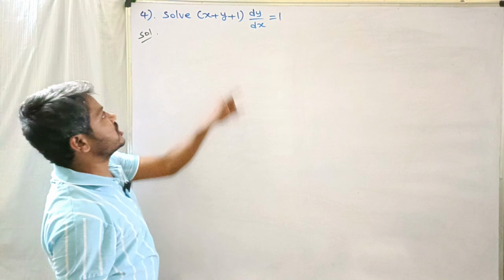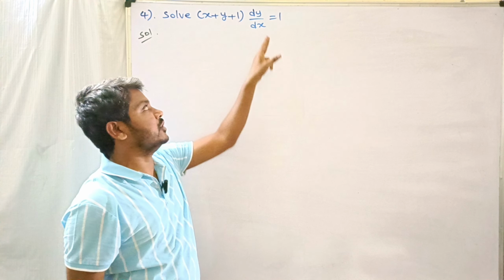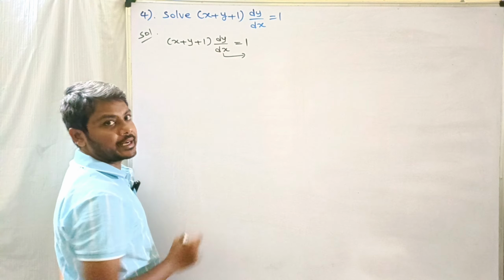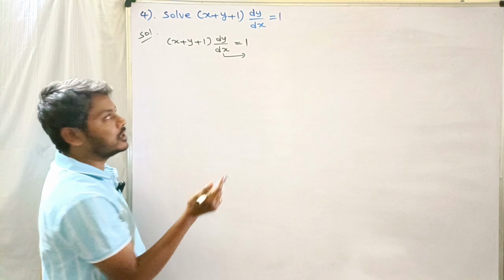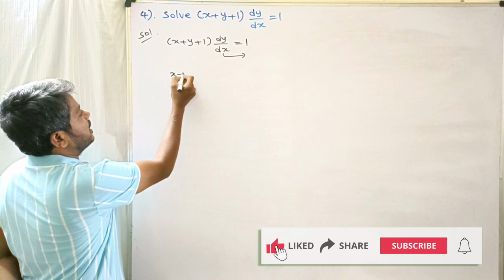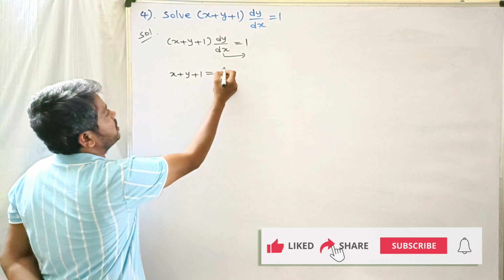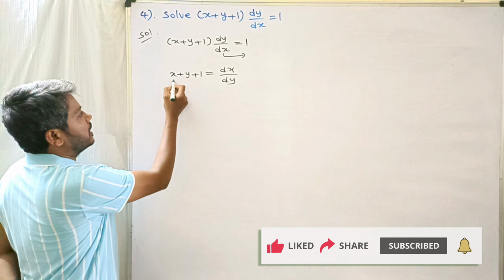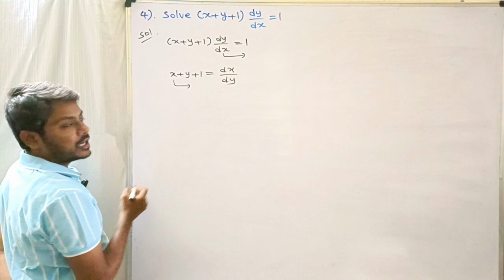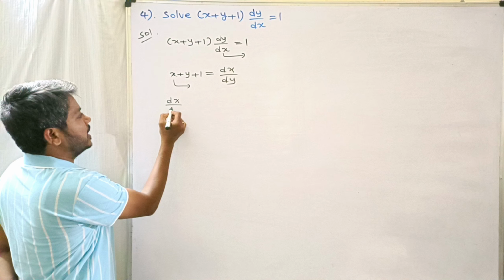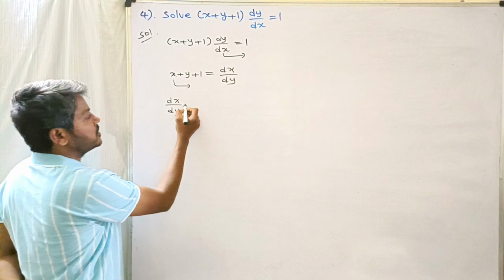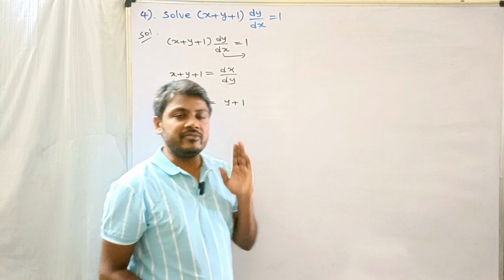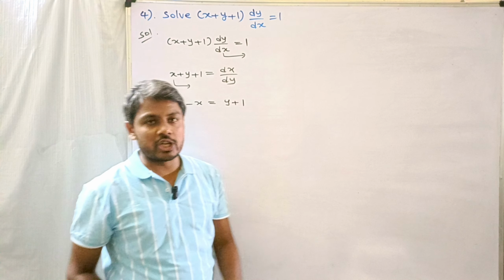The given differential equation is (x plus y plus 1) dy by dx equals 1. Now we can send dy by dx to the right hand side. It becomes dx by dy. So x plus y plus 1 equals dx by dy. Again we can send x to the right hand side, that is dx by dy minus x, which is equal to y plus 1. Clearly, this is a linear differential equation of the first order.